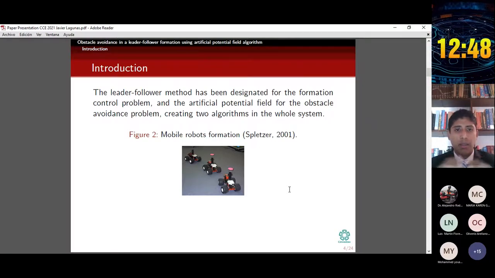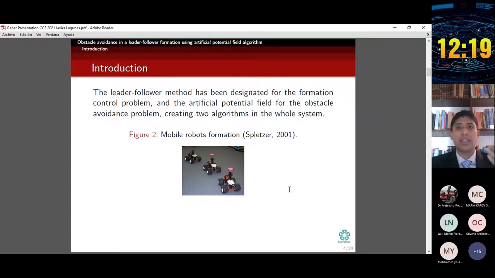In research, there exist different methods. For the formation control problem, for example, the virtual structure, the leader follower method, and behavioral formation. For the obstacle avoidance problem, there are several techniques, for example fuzzy networks, neural networks, fuzzy control, and potential field. We use the leader follower method and the artificial potential field.